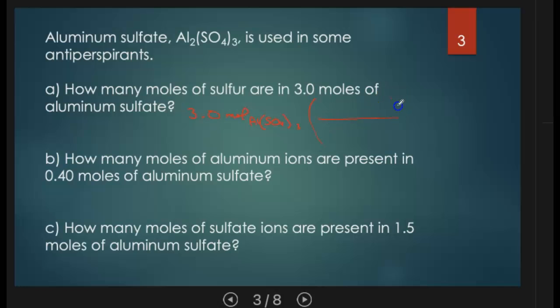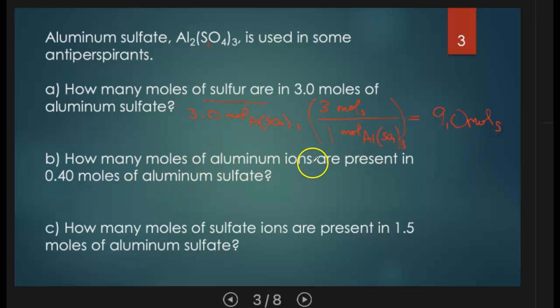Now we want to get rid of moles of aluminum sulfate. So we're going to say for every 1 mole of aluminum sulfate, we want to know how many moles of sulfur that will be. Well, according to our formula, we have an understood 1 here, but we have 3 of these. That's 3 times 1, so that's going to be 3 moles of sulfur, which means our final answer would be 9.0 moles of sulfur.